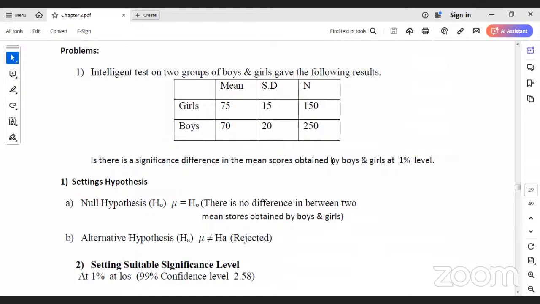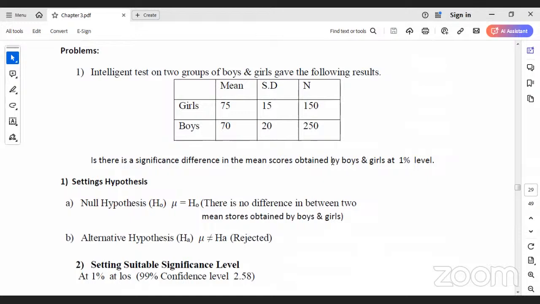So here mean is 75 for girls, then boys 70, standard deviation 15 and 20, then n is equal to 150, then boys n is equal to 250. Is there a significant difference in the mean scores obtained by boys and girls at 1% level? 1% level. Okay. So, difference between two means.